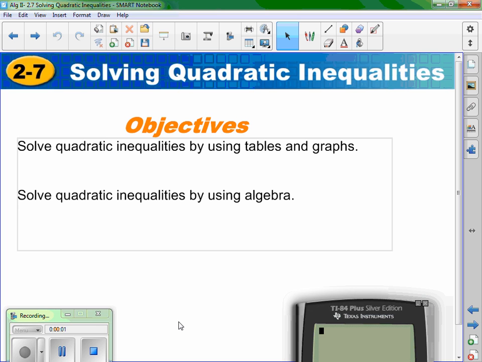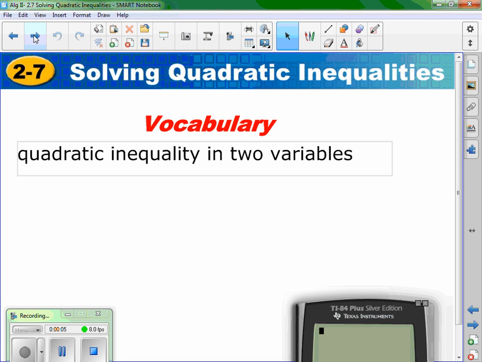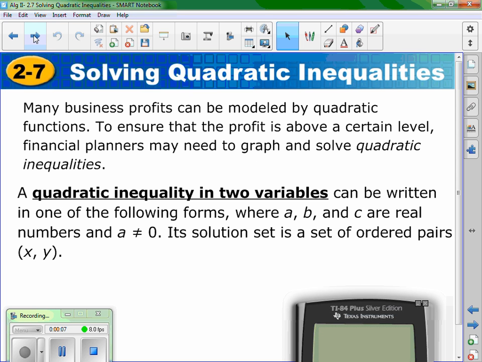7. Solving quadratic inequalities. Many business profits can be modeled by quadratic functions. To ensure profit is above a certain level, financial planners may need to graph and solve quadratic inequalities.